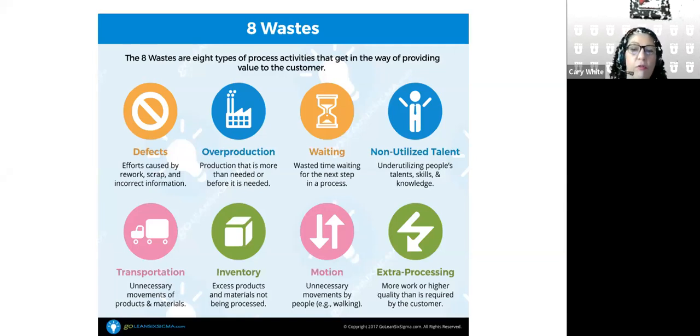And then, of course, overprocessing, which is doing more than what's needed. And generally, again, that falls back to producing what the client or the customer needs, and defining who your customer is, and we'll talk about that here in a moment as well, and producing what they need as opposed to more than they need.